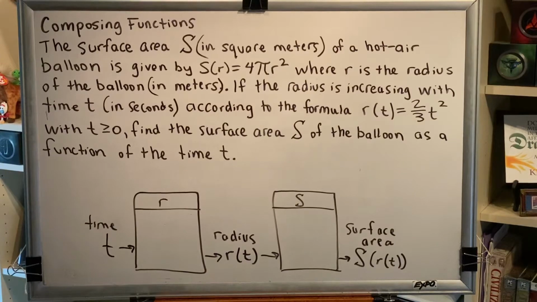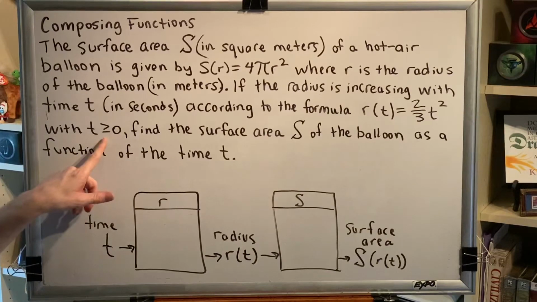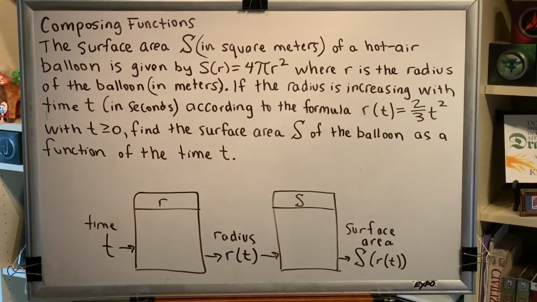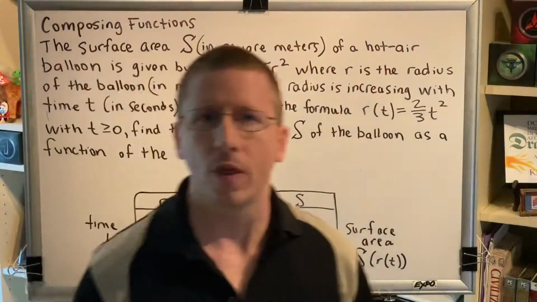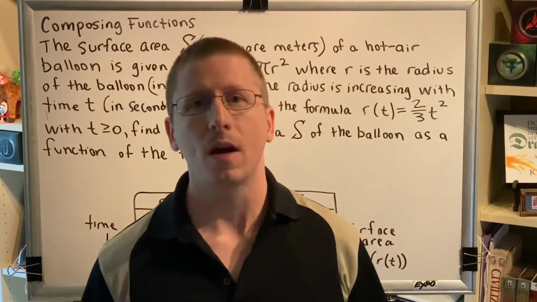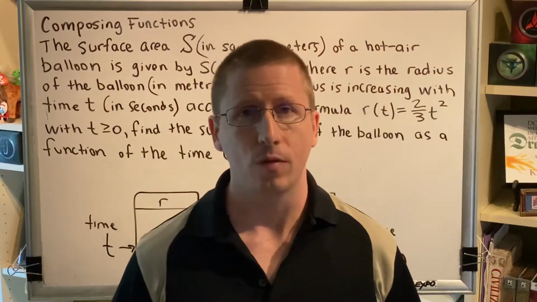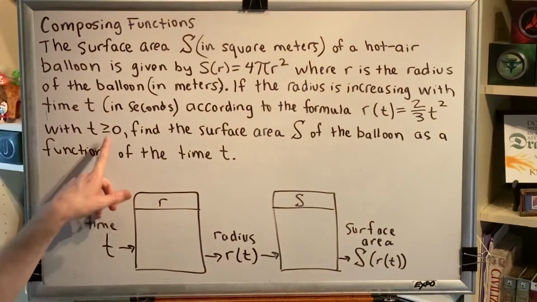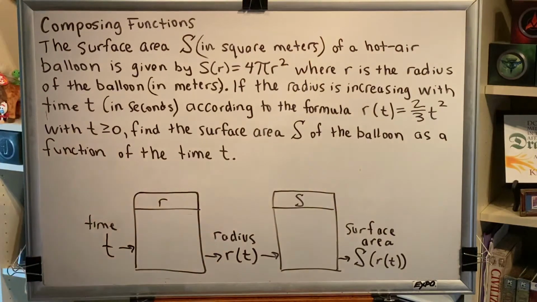Alright, so two things that I'd like to discuss with you before we begin solving this problem. The first is this element here, t is greater than or equal to 0. The reason why this is included in the problem is because t represents time, and time cannot be negative. Therefore, it has to be 0 or positive. T is greater than or equal to 0.